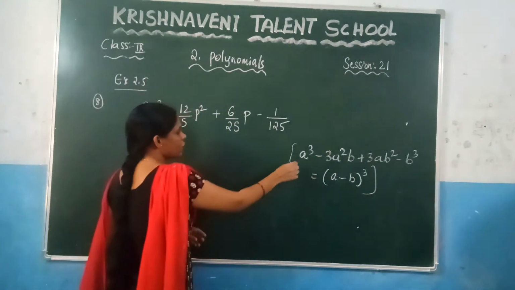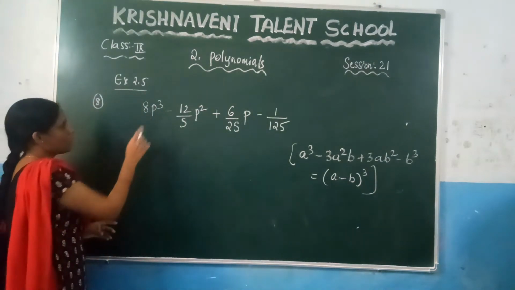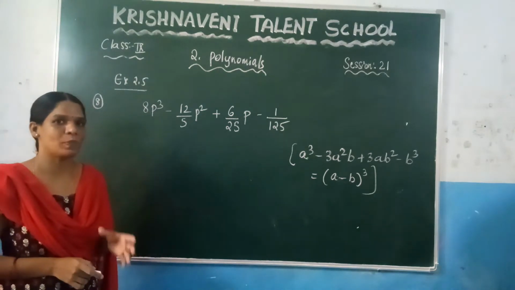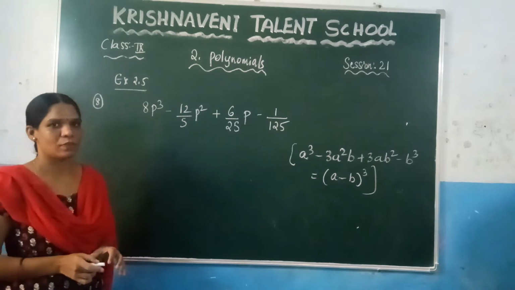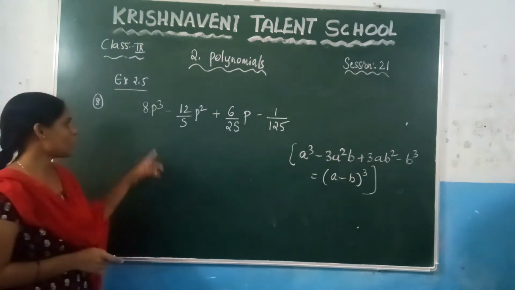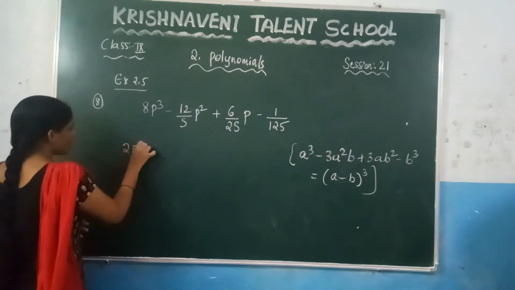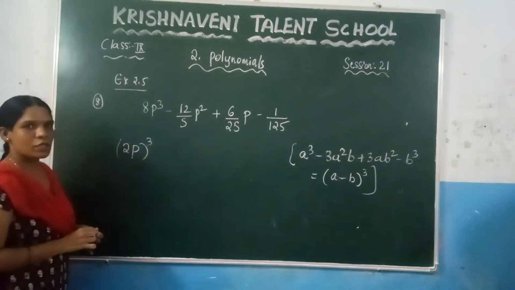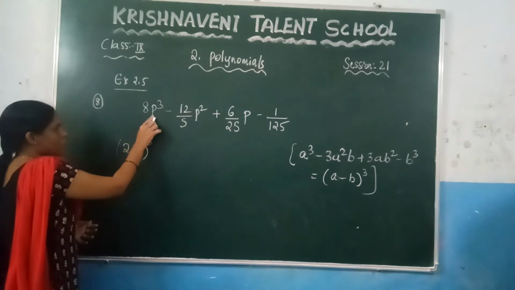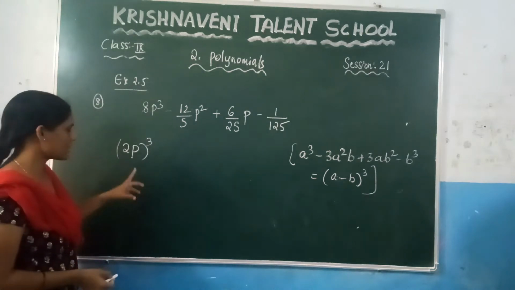So here, first you need to write what is the value of a cube. Here they have given 8p cube. So you need to write which number, if you multiply 3 times, you get the answer 8. And you know that 2 into 2 is 4, 4 into 2 is 8. So you can write this 8 as 2 cube. So I am writing this as 2p whole cube. Why? Because 2 cube is 8p cube. So we got the value of a, which is 2p.